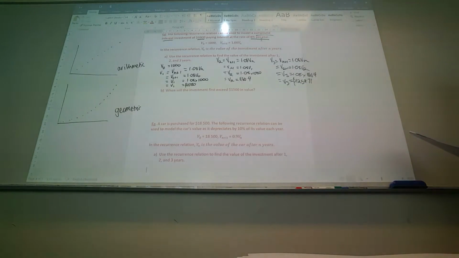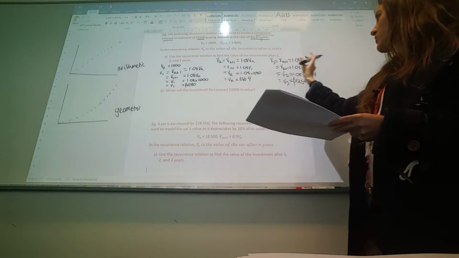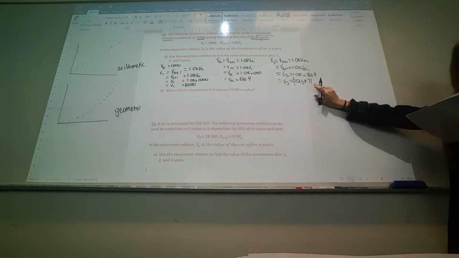And I end up with $1,259.71. It doesn't tell me to round to the nearest dollar or anything like that, so we're just going to round to the nearest cent.